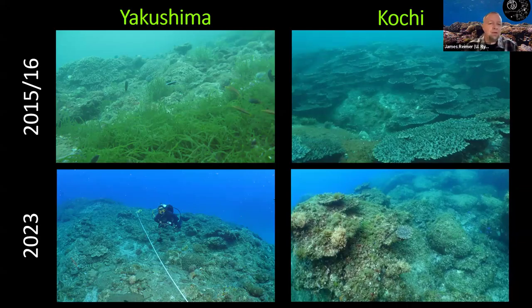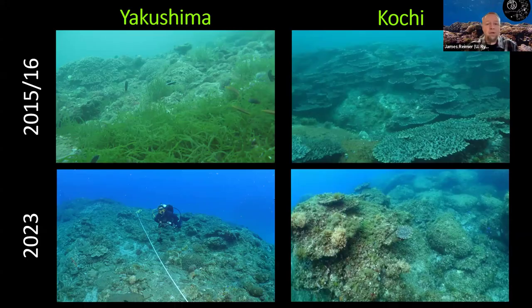So on the left, you have Yakushima. And so in 2015-16, you have a really classic macroalgae coral mixed community. But when we went back in 2023, most of the macroalgae were gone. It was basically dominated by corals. And so this is kind of what you would predict under climate change and global warming, the loss of macroalgae, the expansion of corals.